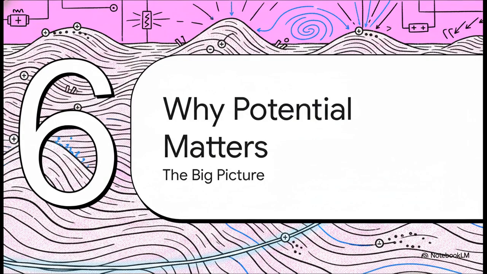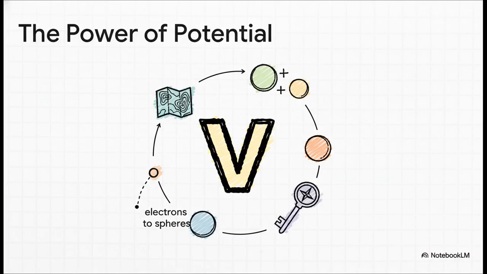So let's pull back and look at the big picture. We've gone from a single electron all the way up to a complex charged object. So why does this idea of electric potential matter so much? At the end of the day, it all comes down to this. Electric potential gives us a map of that invisible world. It takes ridiculously hard vector problems and turns them into simple addition. It lets us analyze everything from the tiniest particles to massive objects. It's not just a math trick. It's a fundamental language for describing how the universe works.